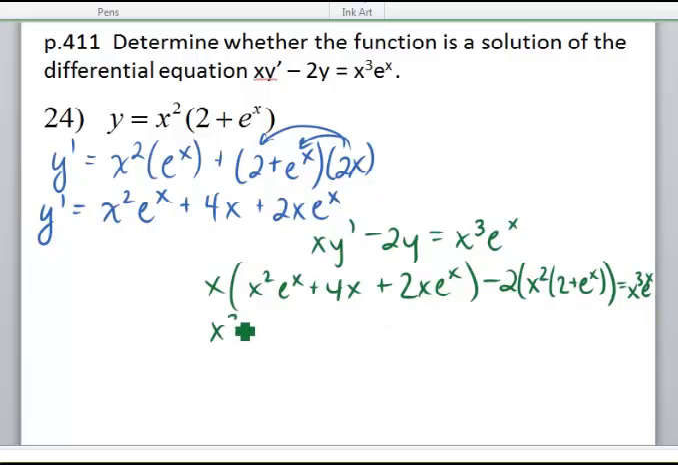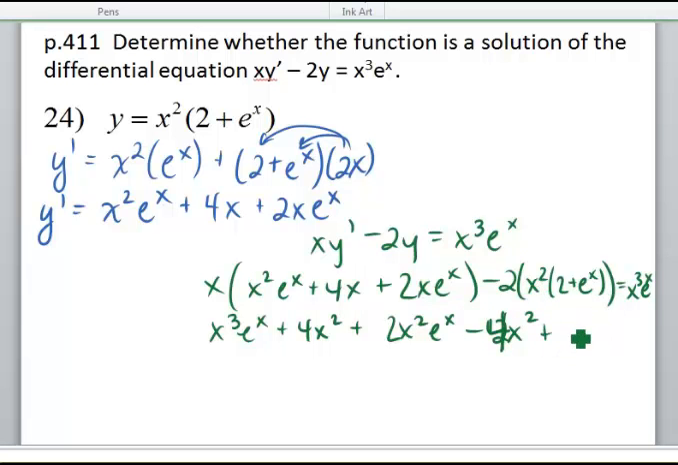Well, if I distribute this out, I get x cubed e to the x plus 4x squared plus 2x squared e to the x minus 2x squared. That would be a 4x squared when you multiply that all together. And then I have a 2x squared, a negative 2x squared e to the x. And then I have that equals this part here. I'm not going to finish, but it is a solution.